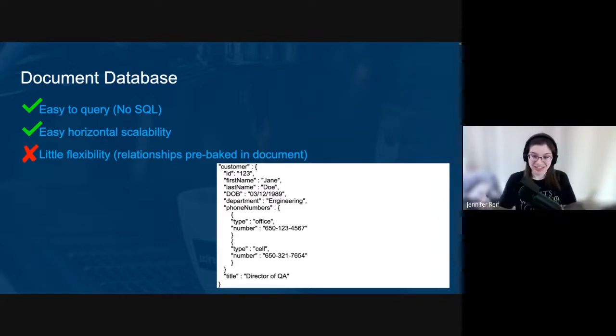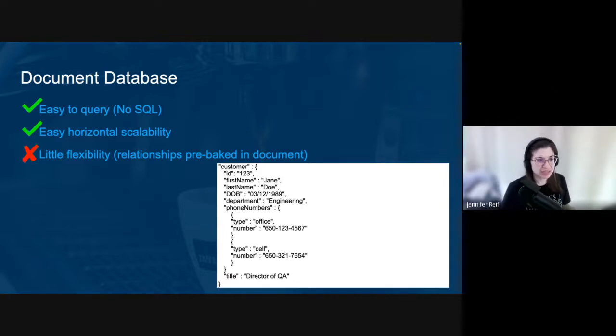The whole idea of the document database, its marketing slogan, was no SQL. You were getting rid of that complicated, high learning curve of SQL. And it does have good horizontal scalability, so you can spread documents out across machines or across regions, and that actually is pretty easy to do.